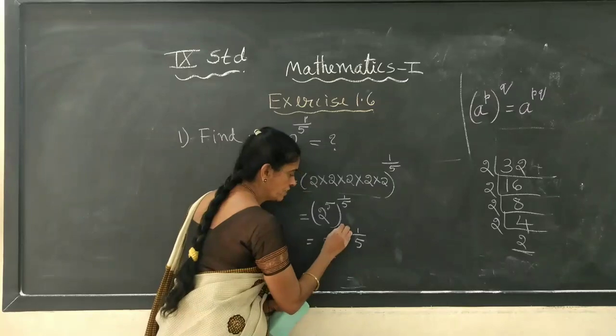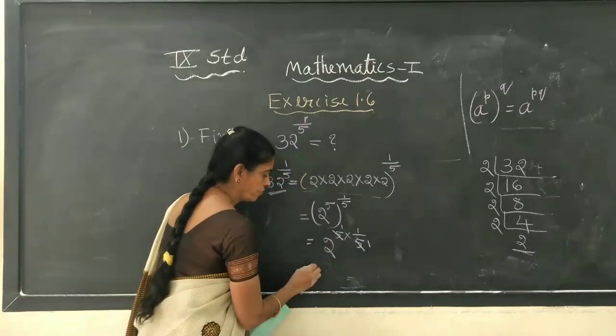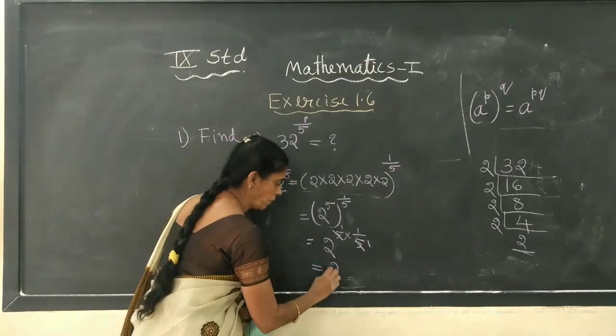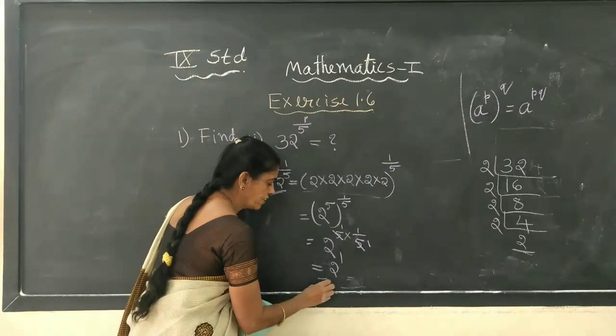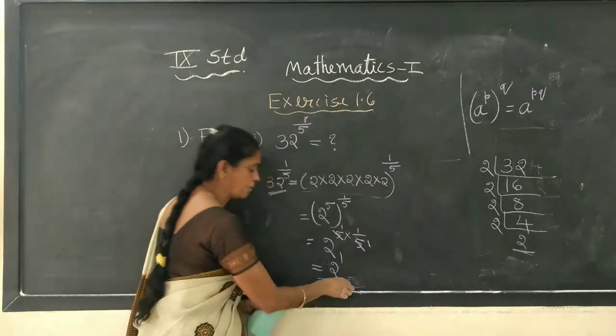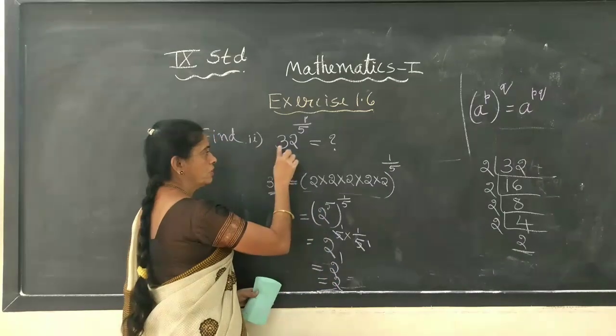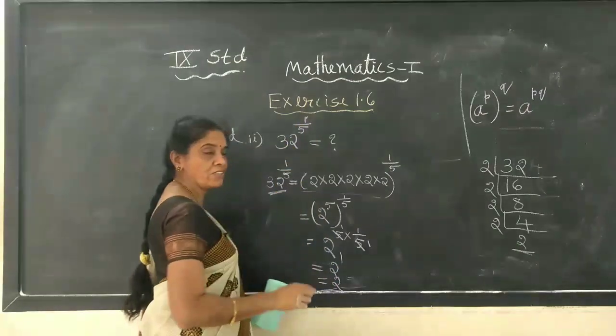Then 5 ones are 5, so 1 into 1 is 1, giving 2 to the power of 1. 2 to the power of 1 is 2, written only one time. So 32 to the power of 1 by 5 is 2.